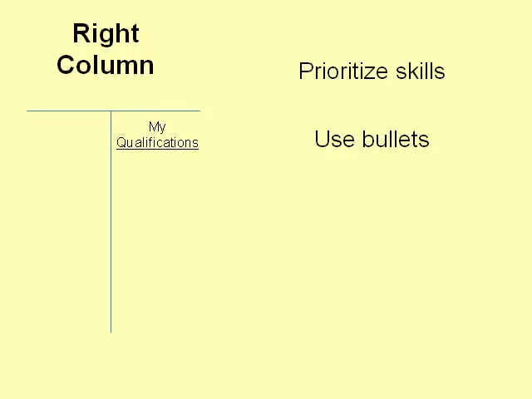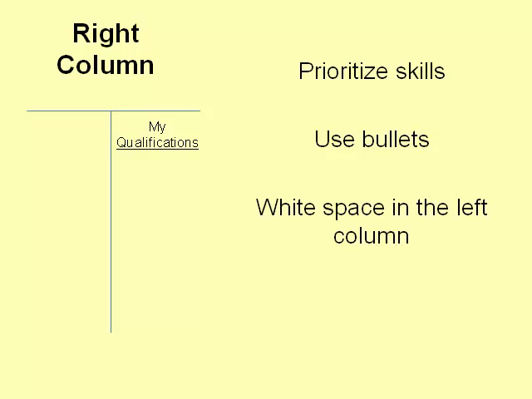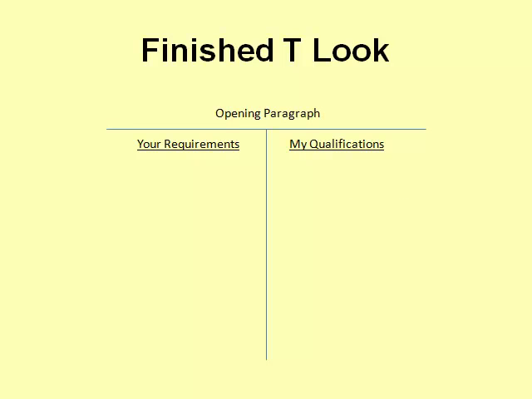Depending on your skills listed, you may have more white space in the left column. This is expected as you describe your skills in a concise manner. There may be some items that you do not have related experience. It is okay to leave these spaces blank. Just make sure you delete them for your final letter. The finished T look will appear as this.